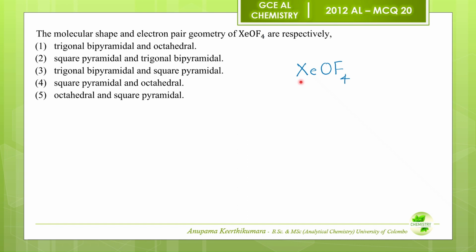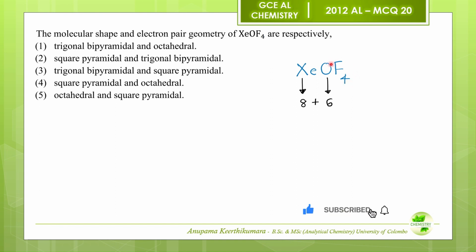Xenon is a noble gas. It belongs to group 18 in the periodic table. Therefore, xenon contains 8 valence electrons. Oxygen is a group 16 element. Therefore, oxygen contains 6 valence electrons. Fluorine is a group 17 element. Therefore, one fluorine atom contains 7 valence electrons.